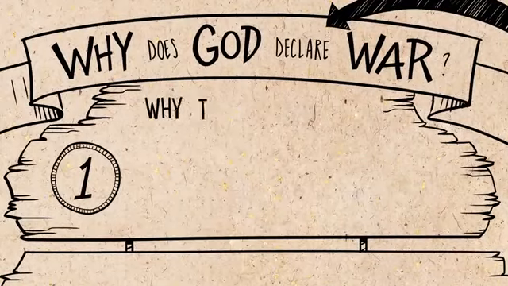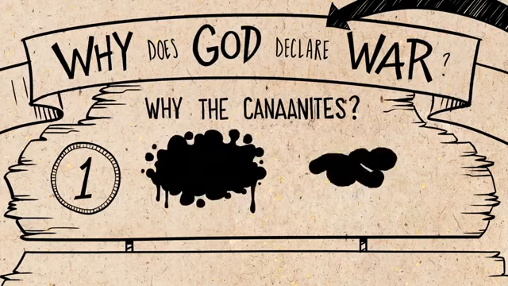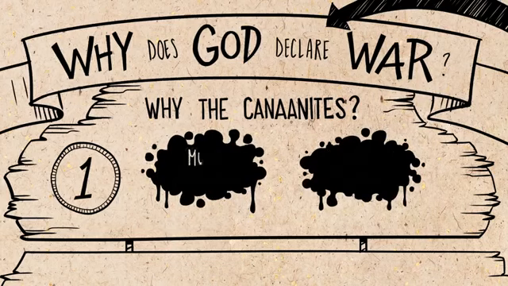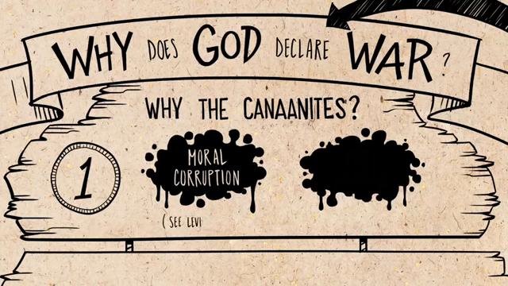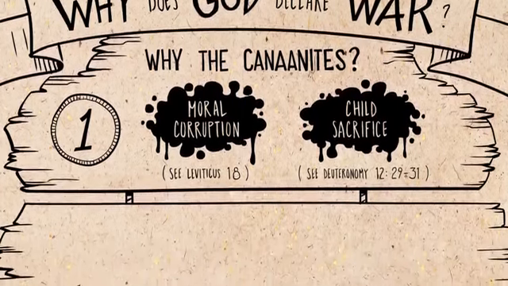So, first, why the Canaanites? The main reasons are actually given earlier in the biblical story. It's that the culture of the Canaanites had become extremely morally corrupt, especially when it comes to sex. Go check out Leviticus chapter 18. And they also widely practiced child sacrifice. Go see Deuteronomy chapter 12. And so God didn't want these practices to influence Israel. The Canaanites had to go.